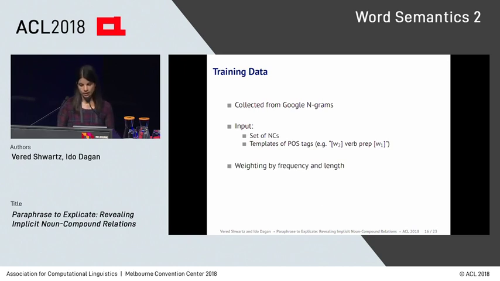We also assign weights for each training example. The natural way would be to assign a weight based on frequency in the Google Ngrams corpus. But what happens in this case, and it was also pointed out in previous work, is that it rewards the more common prepositional short paraphrases. So to avoid that, we just normalize the weight separately for each length of paraphrase. And we end up with this number of instances.